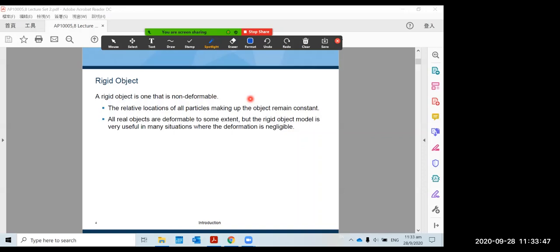This is not exactly true, because when you have the rotation, you will see objects that are under a centripetal force. And in order to provide this centripetal force, there must be some stress. There must be some force to pull the objects along the radial direction. And this force actually would cause the deformation of the objects.